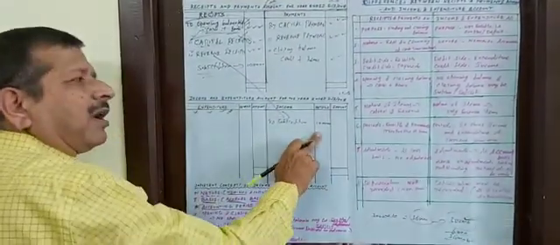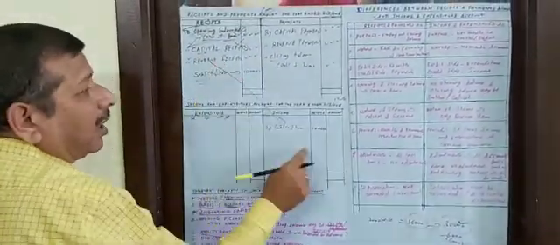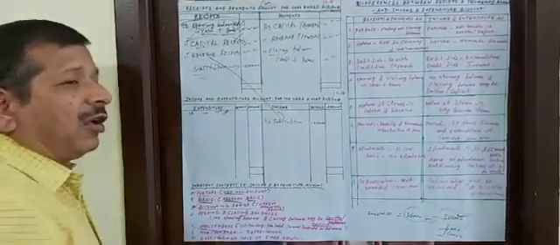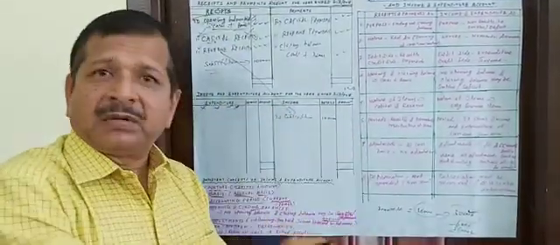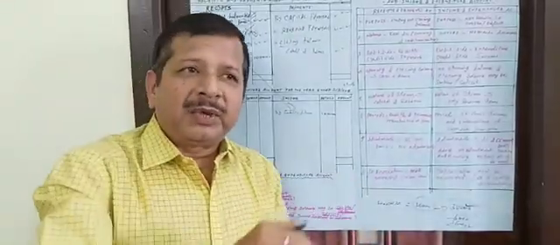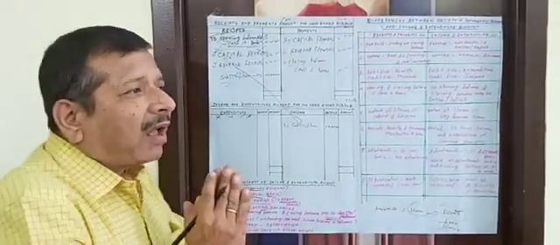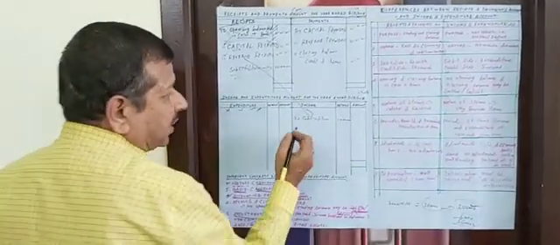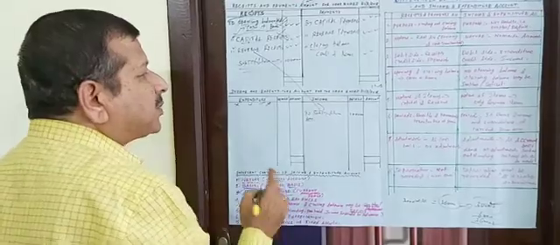But I am not recording in the outer column. I am recording in the inner column. Here there is no inner column. Why in the inner column? Because the subscription 1 lakh may include last year's subscription, next year's subscription, and this year's subscription. So we have to remove the last year and the next year subscription. For example, this 1 lakh has the subscription for the previous year.